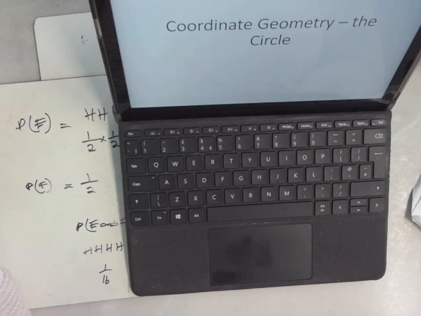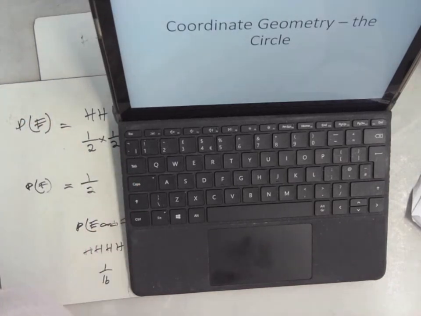Notes. Coordinate geometry of the circle. You remember we did coordinate geometry of the line, and we talked about slope and equation of the line and midpoint, and there's still going to be lines thrown into this. Where people get mixed up in this chapter is they forget, am I trying to get the equation of a circle, or the equation of a line? Because there are different formulas.